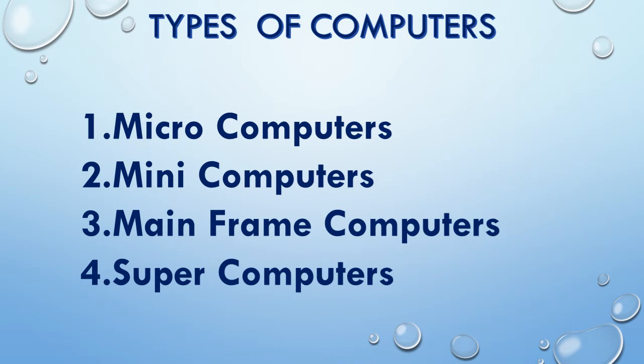The types of computers are broadly classified into four categories: microcomputer, mini computer, mainframe computer and supercomputer. To keep in our mind, we abbreviate this as M3S, where the first M stands for microcomputer, second M stands for mini computer, third M stands for mainframe computer and S stands for supercomputer.